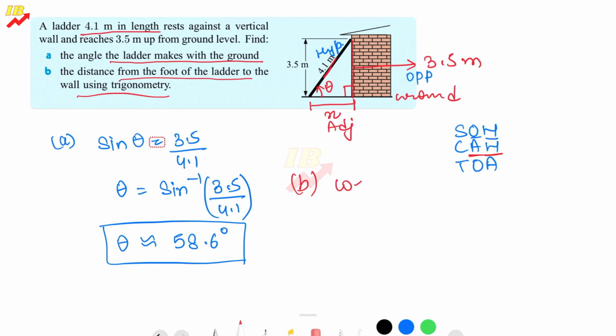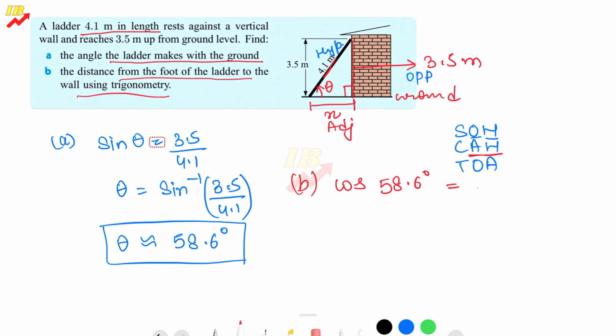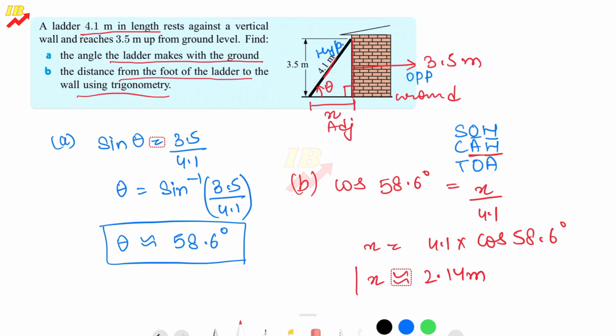So I'll be using cos. I know the angle, which is 58.6 degrees. cos 58.6 degrees is equal to adjacent x over hypotenuse 4.1. So x comes out to be 4.1 times cos 58.6 degrees. That will approximately give you 2.14 and that will be in meters. So this is your required solution for part B.